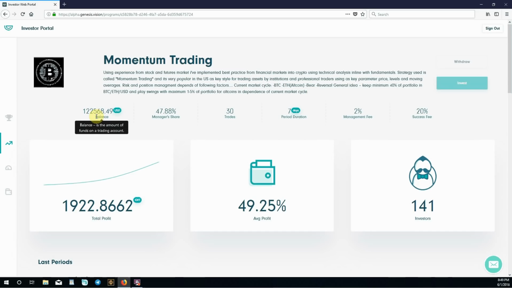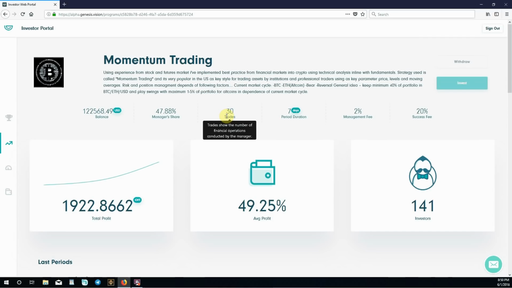Balance, the amount of funds on a trading account. This is the same thing that we saw on the last page. So $122,568.49 is available within this trading account. Manager's share. Manager's fund share, a percentage showing the portion of funds belonging to the manager. So out of this $122,000, 47.88% belongs to this manager. The rest is outside investors' money.